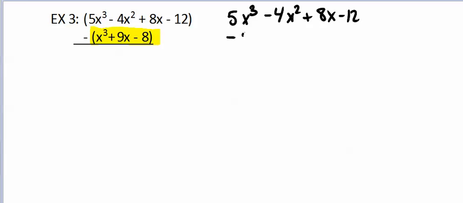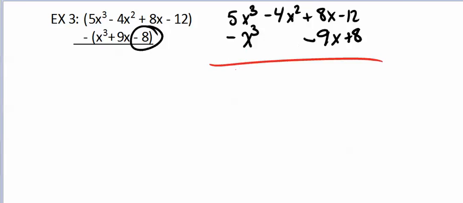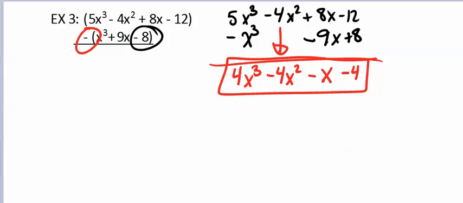Now this will be negative x cubed, but you'll notice the next one is 9x. There's no x squared, so I'm going to move it over here underneath the 8x. So it's minus 9x, and then since that's a minus 8, that will become positive by distributing. And then I'll go ahead and add the terms. 4x cubed, there's nothing there, so that will drop down. 4x squared minus x minus 4. So again, just make sure you remember to distribute.